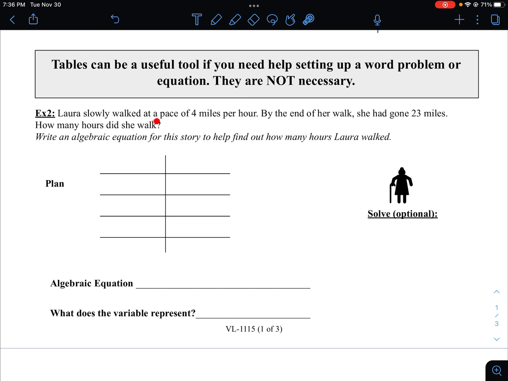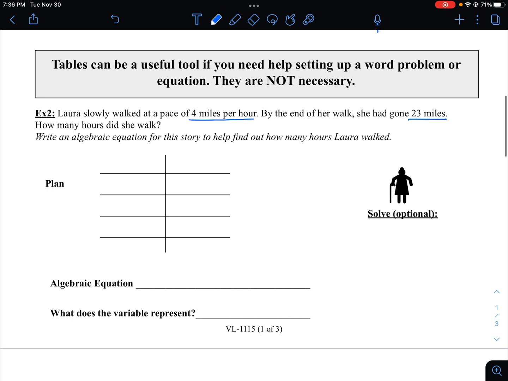Laura slowly walked at a pace of 4 miles per hour, and by the end of her walk, she had gone 23 miles. How many hours did she walk? You may be thinking, oh, I already know how to do this. But if you're not sure, let's use a table. So what do we know? She walks at a pace of 4 miles per hour. By the end of the walk, she's gone 23 miles. How many hours did she walk?